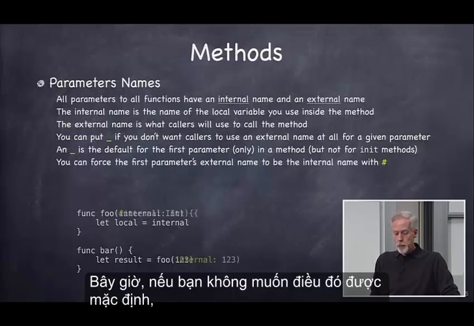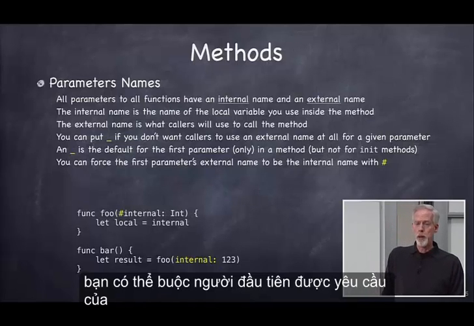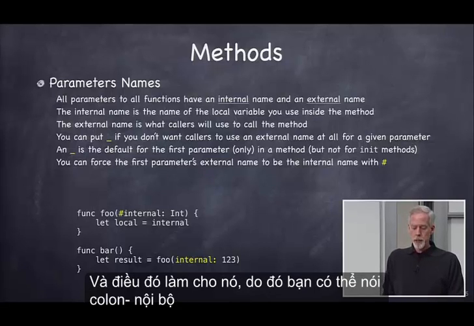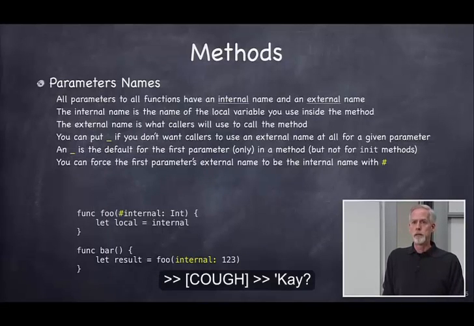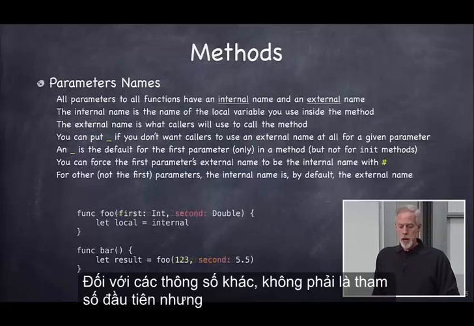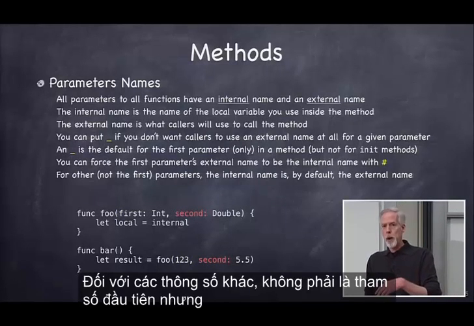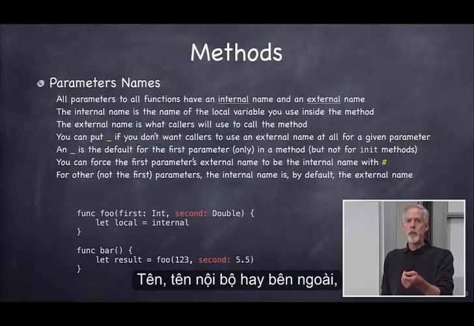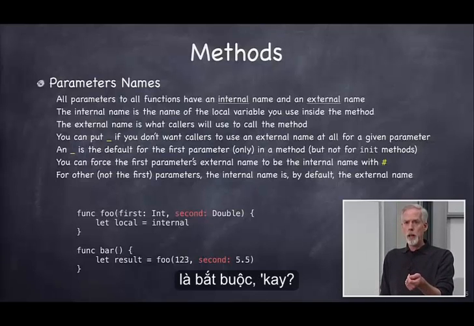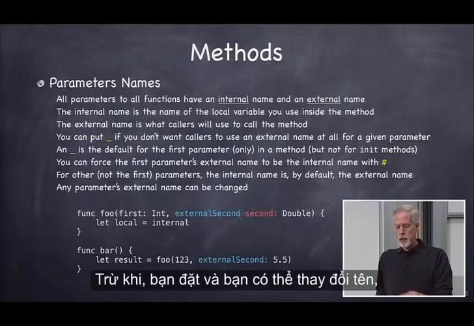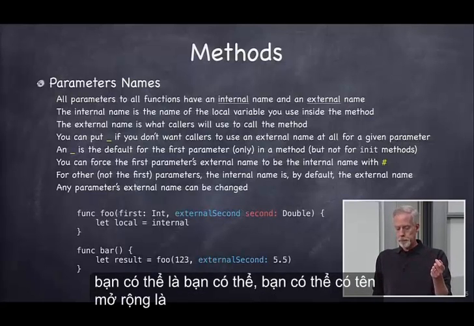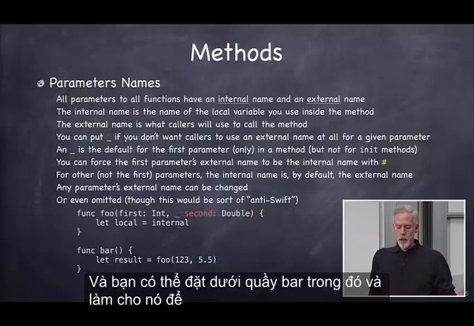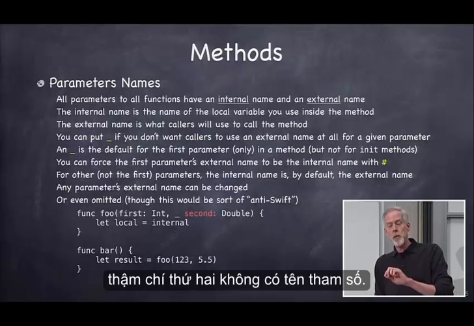Now, if you don't want that to be the default, you can force the first one to be required by putting a pound sign there, a little hashtag. And that makes it so you have to say internal colon. For other parameters, not the first parameter, the name, the internal or an external name, is mandatory. You can have the external name be different for any parameter, not just the first one. And you can put the underbar in there and make it so even the second one has no parameter name.